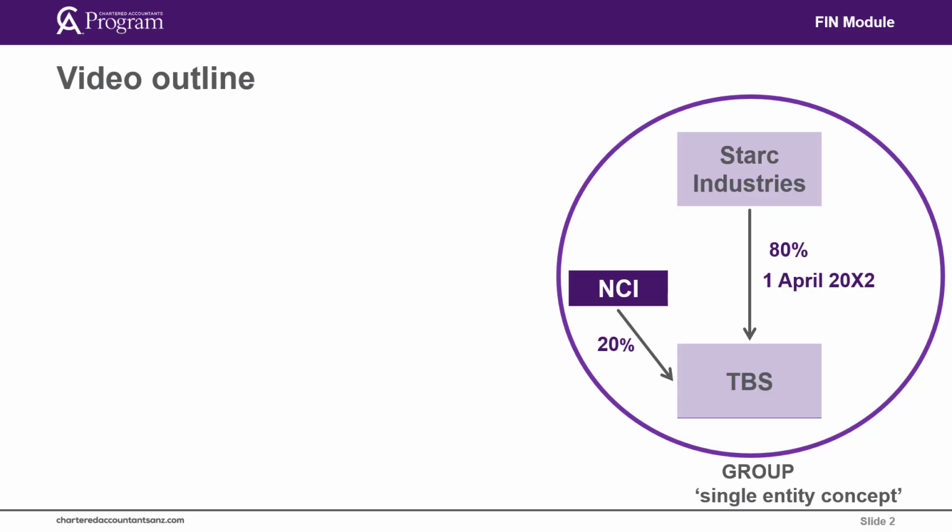Stark Industries acquires an 80% controlling interest in TBS on 1 April 20x2. There is also a 20% non-controlling interest. IFRS 10 requires consolidation journal entries to reflect the group as if it was a single economic entity. That's why the 20% non-controlling interest, or NCI, is part of the group and pictured within this circle.